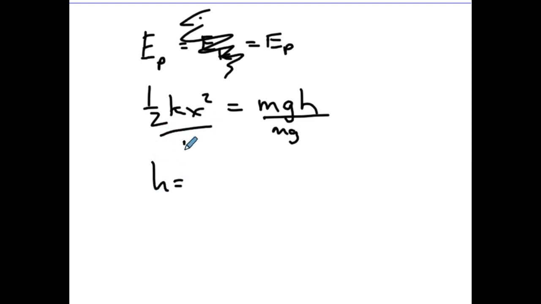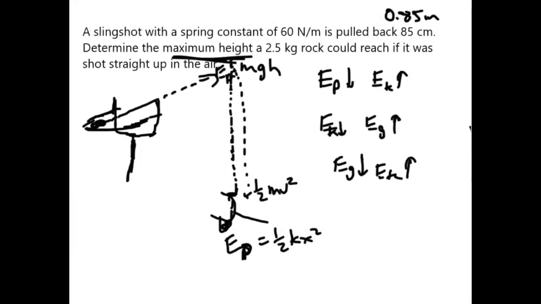So I can make a formula if I divide by mg. That'll be kx squared over 2mg. I'm putting the 1/2 of the 2 on the bottom there. There's my formula for height. So let's plug in some numbers. k we said was 60.